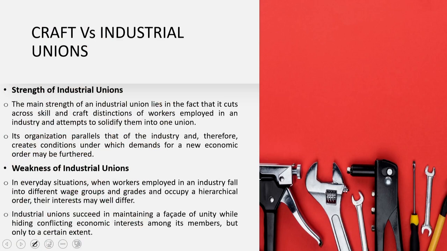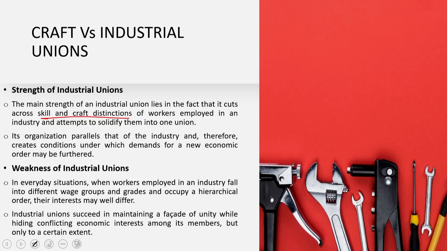When you look into the industrial union, we see the main strength of an industrial union lies in the fact that it cuts across skill and craft distinction. So there is no specific distinction that this is for the craft only or this is for the skill only. It brings in an industry altogether, and attempts to solidify them into one union. So more than just a craft, it is trying to bring the entire industry together. Its organization parallels that of the industry, and therefore creates typical conditions under which demands for a new economic order may be furthered. So this is categorically the strength of the industrial union.